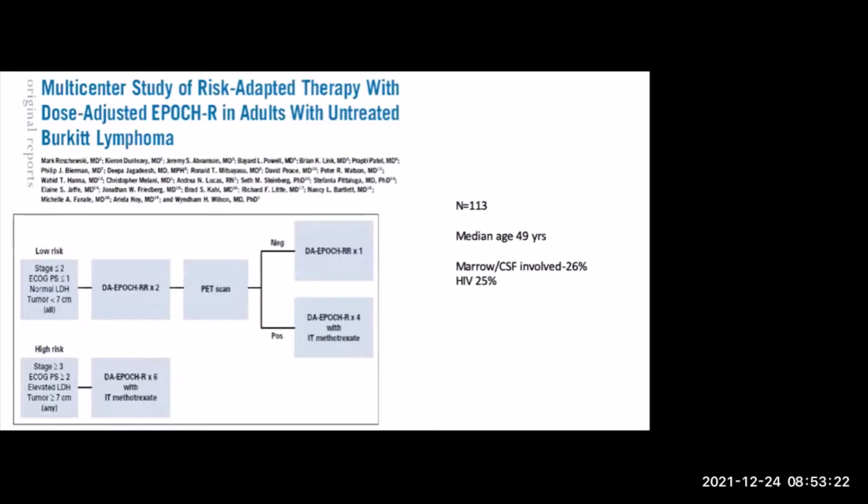Subsequently, a study with a larger cohort was published. 113 patients were enrolled, of whom a quarter were HIV positive. The patients were risk stratified based on the stage of the disease, age of the patient, LDH, and tumor burden. In low-risk patients, the short course EPOCH-RR strategy was used, and in high-risk patients, dose-adjusted EPOCH-R with IT-MTX was given. Note that low-risk patients did not receive any CNS prophylaxis.